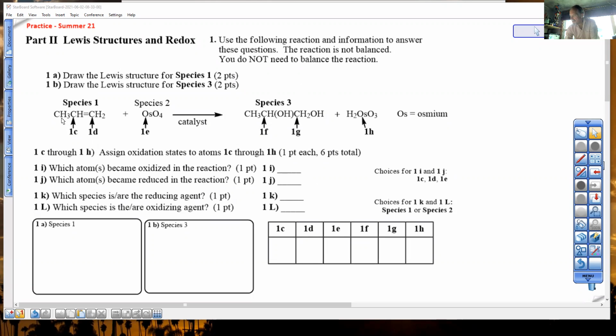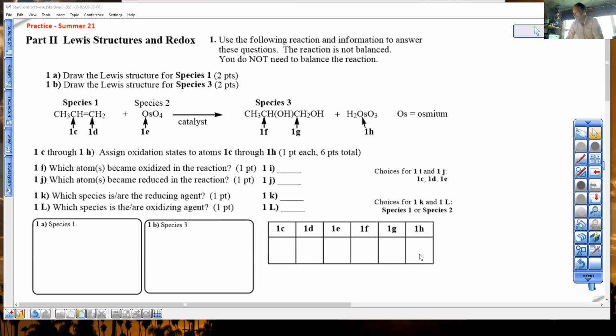What we have here is a small alkene, propene, which you're going to have to draw the Lewis structure of. Yep, it's going to be species 1. You draw the Lewis structure right here in a box. And species 3, you're going to draw the Lewis structure of this in this box. You're going to give the oxidation states in these boxes for these atoms C and D and E and F and G and H. And the point counts are 14 points, 2, 4, 8, and 6 is 14 more points. Let's get started.